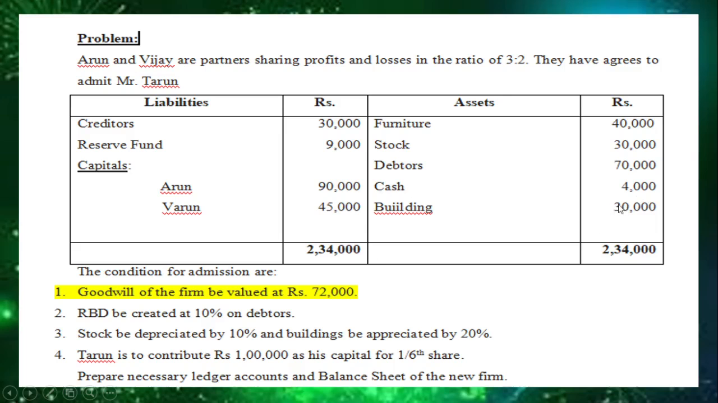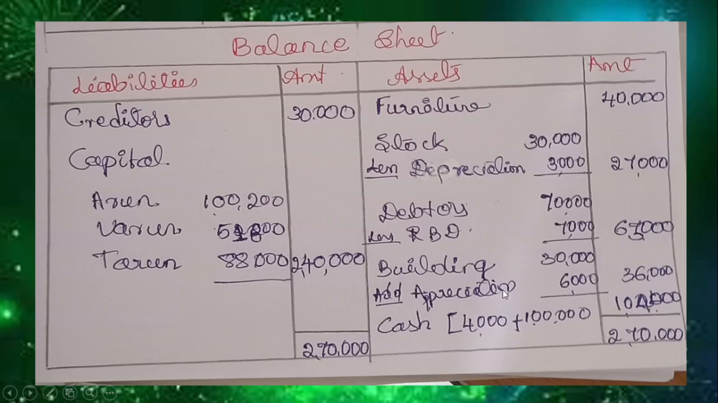Cash balance original 4,000. Again we have one entry for cash or bank. So capital brought in by new partner 1 lakh. So 4,000 plus 1 lakh, total 1 lakh 4,000. So our balance sheet tallies at 2 lakh 70,000.